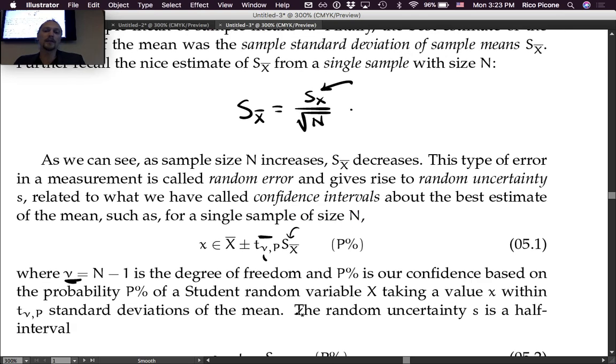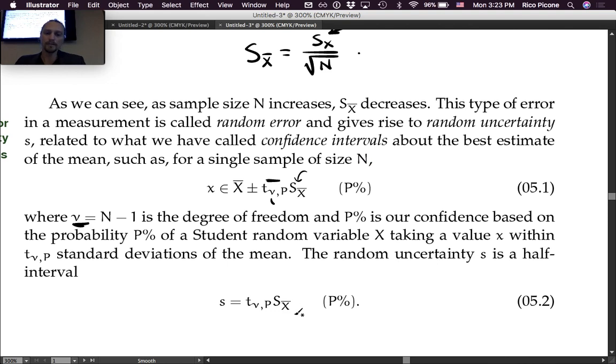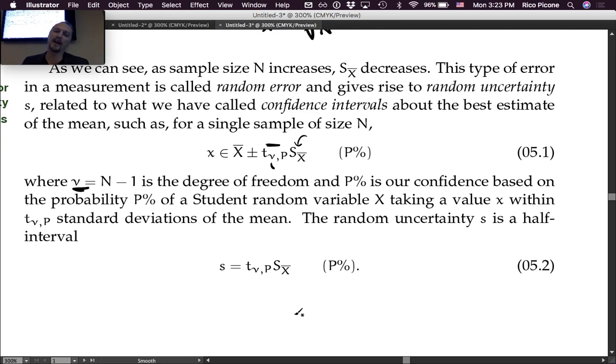And so the random uncertainty S is very much related to that. It's just a half interval. So we just say the random uncertainty is t times the standard deviation of the mean. So it's this guy, right? It's the amount that you would go up and down to create your confidence interval. Okay, that's what we call our random uncertainty. So this chapter essentially is going to build up to a point where we're going to be able to use this in conjunction with the next part, which is the other type of uncertainty.